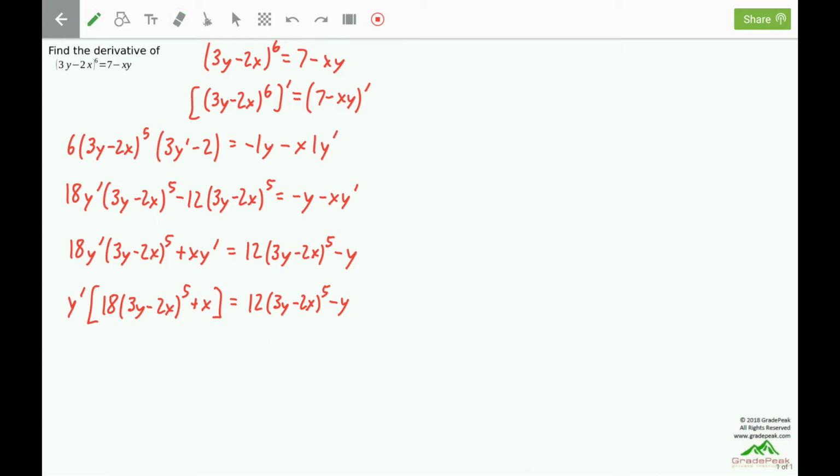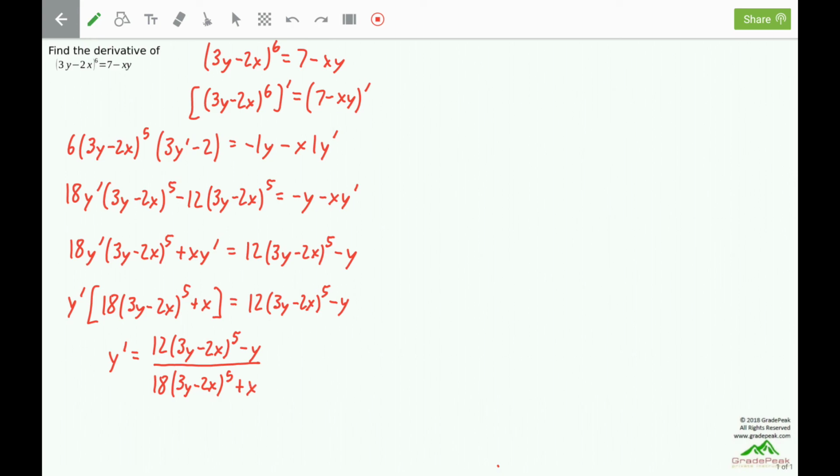We can now solve for y prime by dividing both sides by what's inside of the square brackets on the left side. So y prime will equal 12(3y − 2x)^5 − y, divided by 18(3y − 2x)^5 + x.